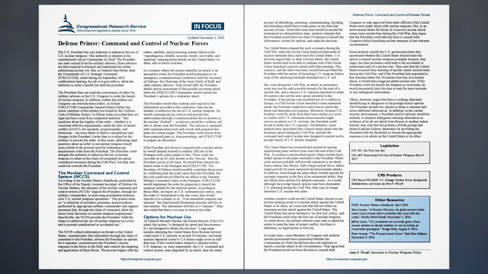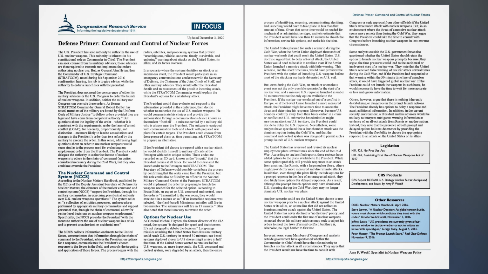The NCCS collects information on threats to the United States, communicates that information through the chain of command to the President, advises the President on options for a response, communicates the President's chosen response to the forces in the field, and controls the targeting and application of those forces. The process begins with the radars, satellites, and processing systems that provide unambiguous, reliable, accurate, timely, survivable, and enduring warning about attacks on the United States, its allies, and its forces overseas.